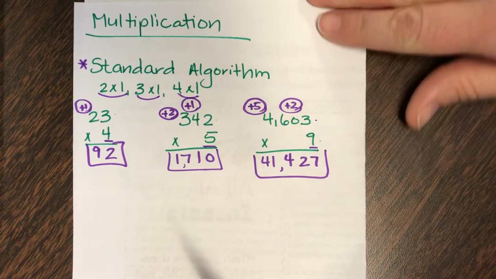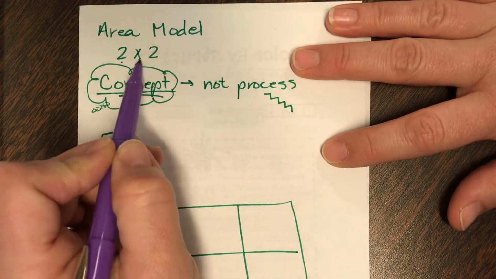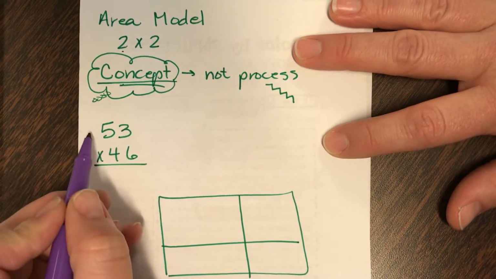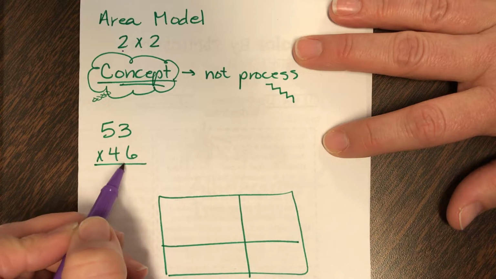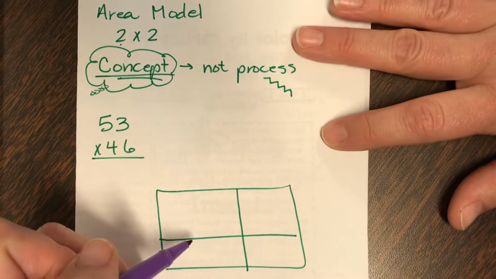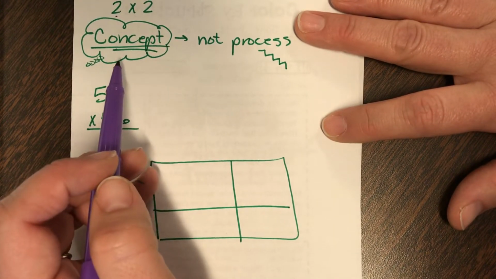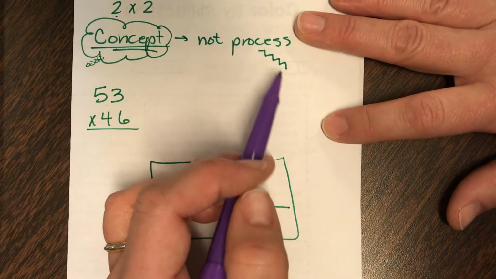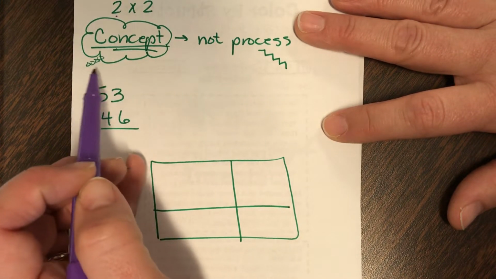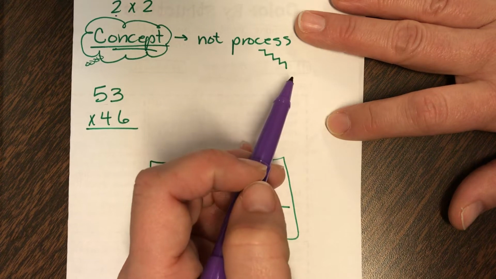The new added element to 4th grade is doing a 2-digit by 2-digit model. So an example would be 53 times 46. So you can see it's a 2-digit by a 2-digit. And in 4th grade, we're really looking at the concept of multiplying 2-digit by 2-digit, not the process. So the concept is like the idea, the understanding of it, versus really memorizing those steps.